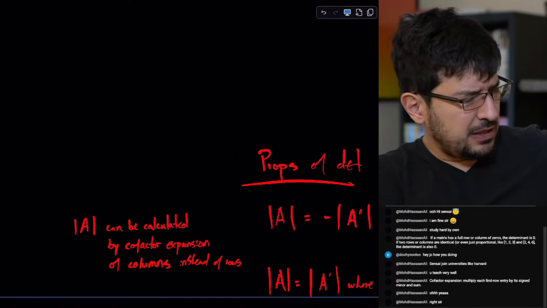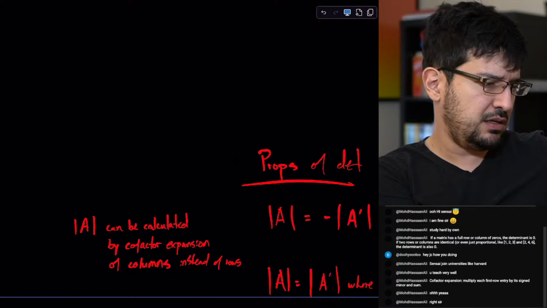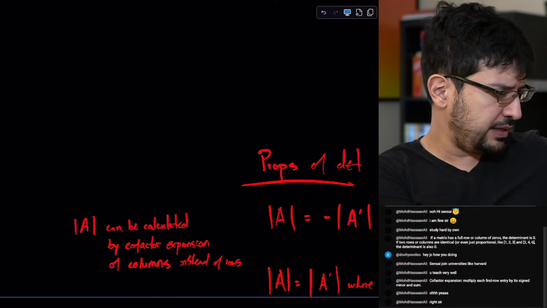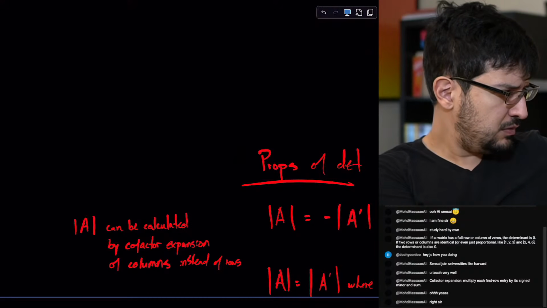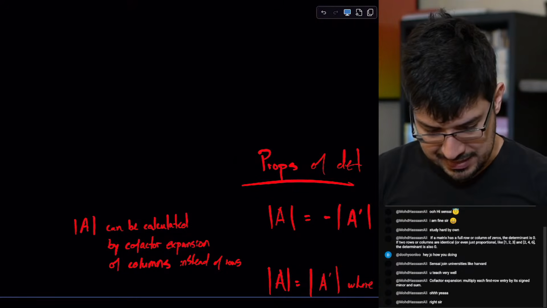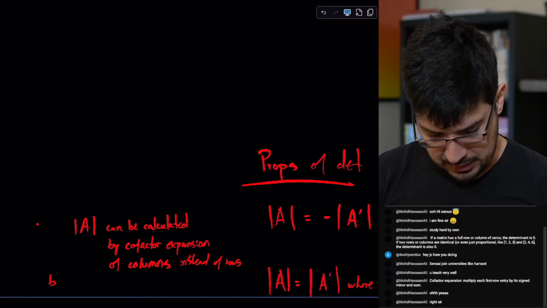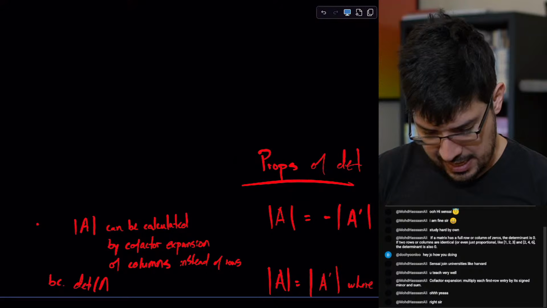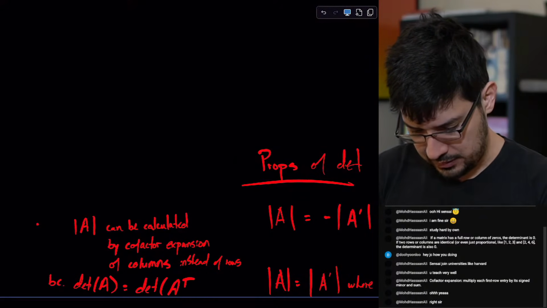And I think that's because, is it true that the determinant of A equals the determinant of A transpose? I am forgetting. Is that true? Yeah, that's what I thought. Uh-huh. So this is a corollary because the determinant of A is equal to the determinant of A transpose.